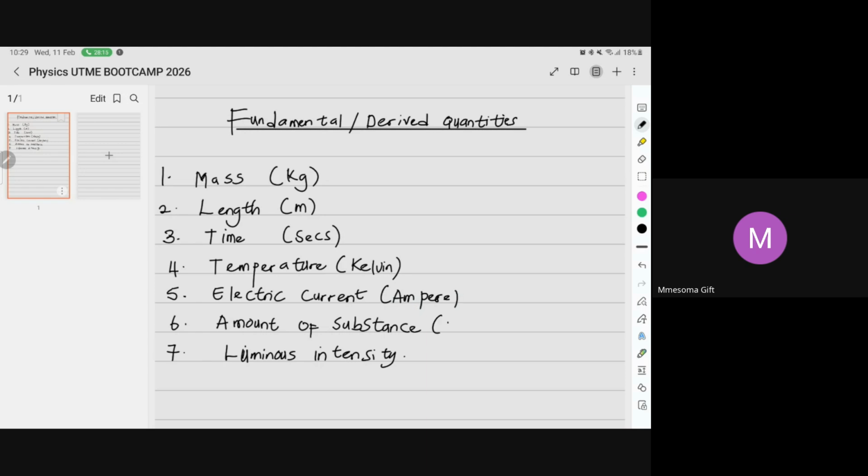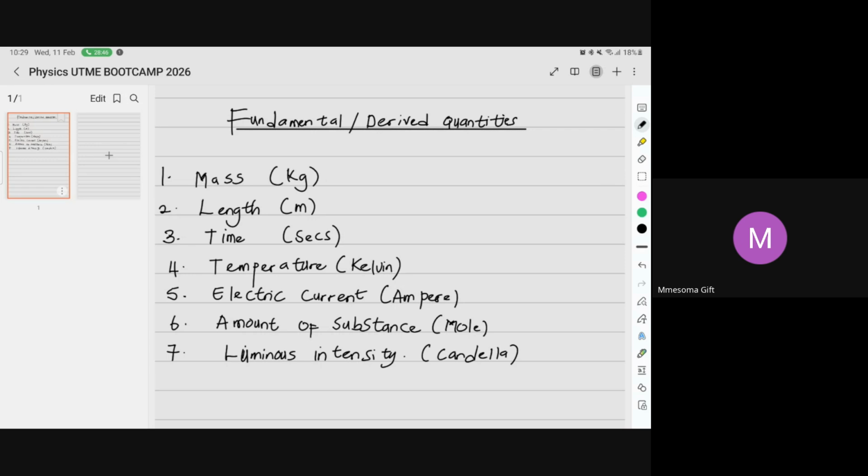Then we'll have amount of substance measured in mole. Then the last one, luminous intensity, measured in candela. Does that make sense? So these are the fundamental quantities. This is where everything revolves around in physics. Everything comes out from the fundamental quantities. So now we have the derived quantities, which come from the fundamental quantities.